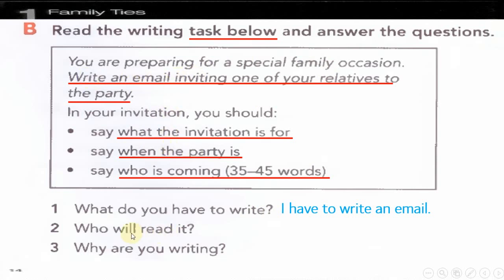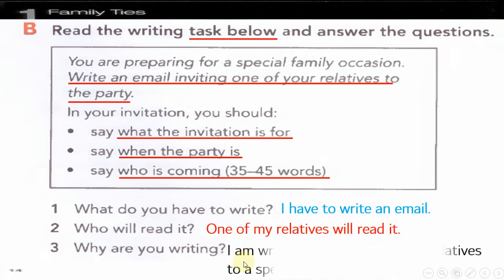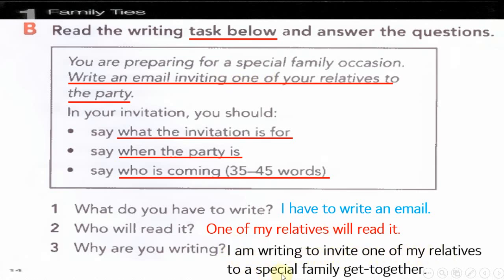Okay. Who will read it? Look at the information and tell me who will read it. Actually, one of my relatives will read it. You are sending this email to one of your relatives, right? The last question. Why are you writing this email? Check the information and give me the answer. You are writing the email, as you can see here, to invite one of your relatives, right? So I'm writing to invite one of my relatives to a special family get-together. To get together means a party. Okay. Let's move on.